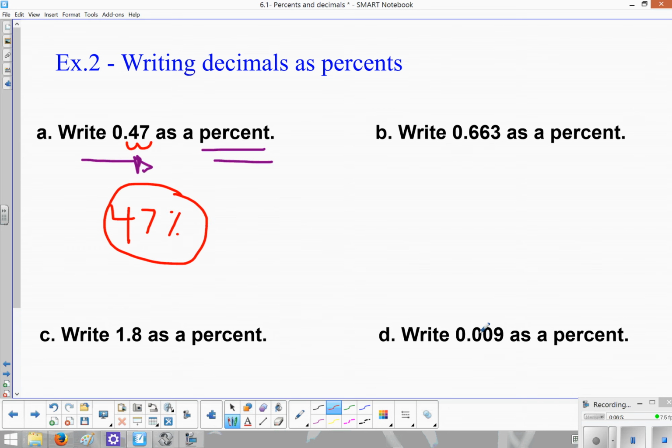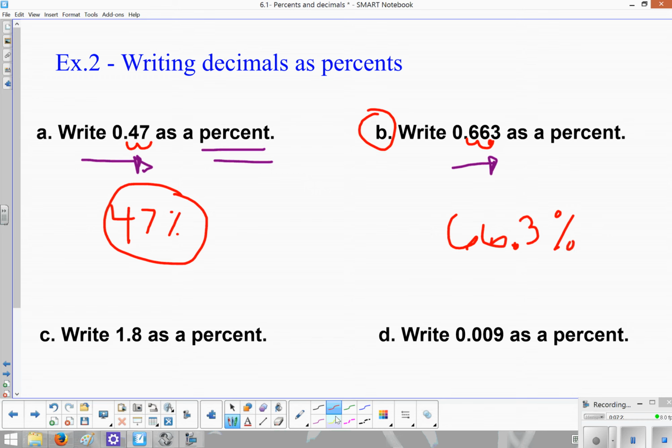Next one, B, you're going to go ahead and move it 2 to the right. And when you move it 2 to the right, be careful with this one. When you move it 2 to the right, it's actually not 66%, but it's 66, and then the decimal falls right there, 0.3, and then all you need to do is add the percent. Okay, so don't forget that point. This one's one you need to be careful and watch out for on your homework, okay?